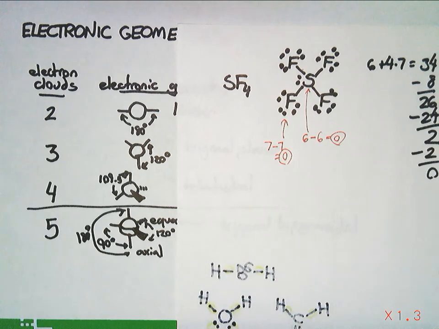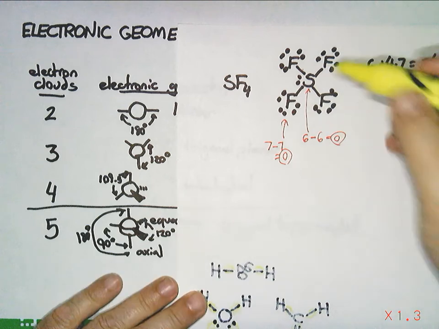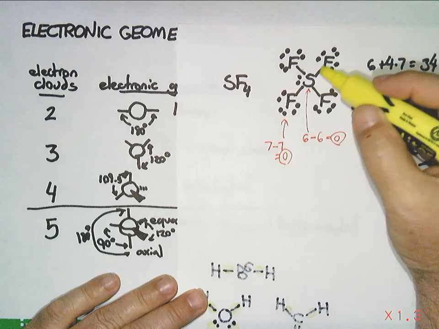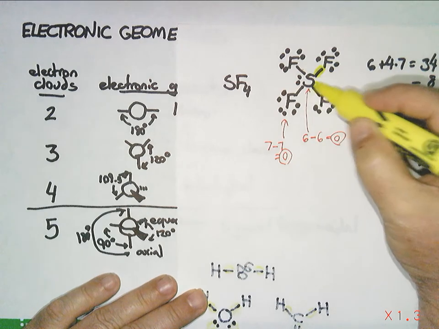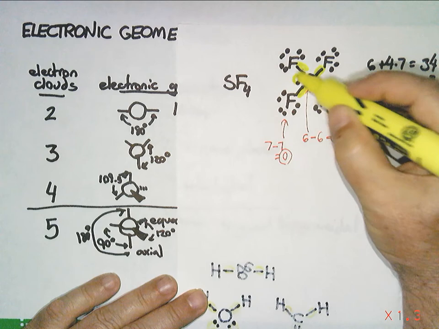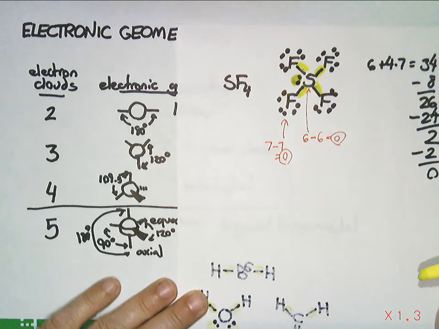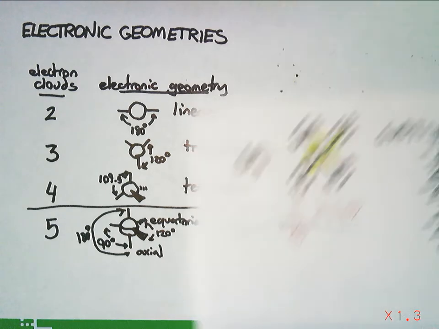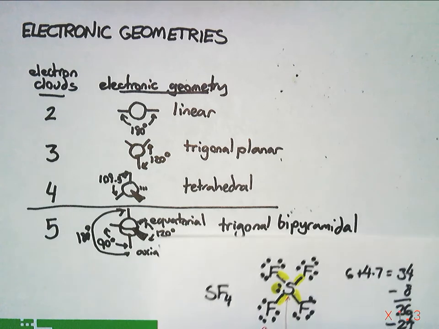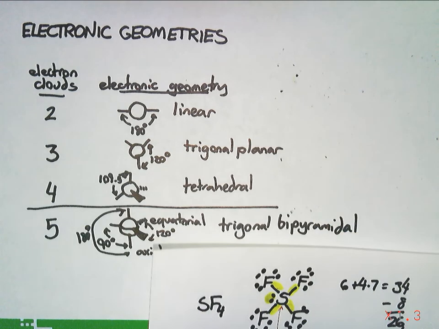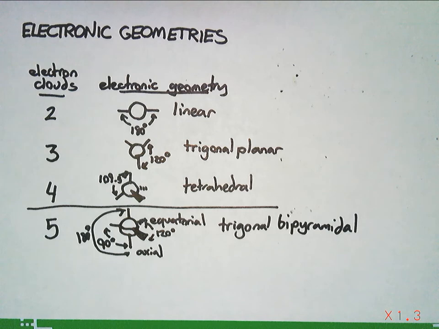Now let's figure out what the electronic geometry for this molecule is going to be. How many electron clouds are around the central atom? Well, each bond is an electron cloud, so that's 4, and then the lone pair counts as an electron cloud, so that's 5 things. So you would say that this molecule has got a trigonal bipyramidal electronic geometry.